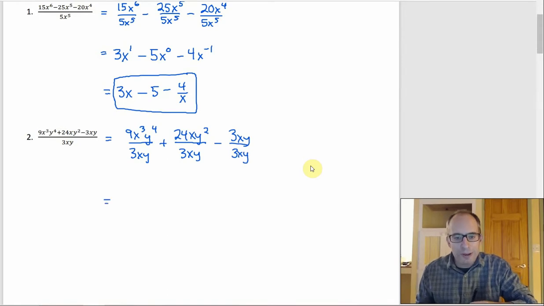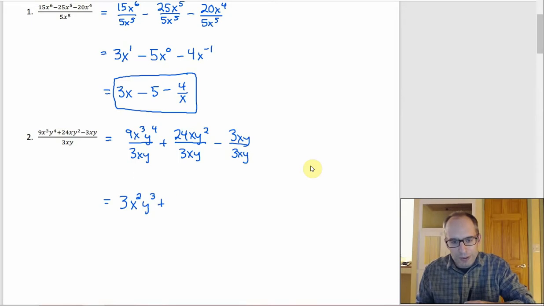Well, 9 divided by 3 is 3. And then if you subtract the exponents with the x's, you got a 3 on top and a 1 on the bottom. So 3 minus 1 is 2. We got an x squared. Then with the y's, we got a y to the 4th on top and a y to the 1st on the bottom. 4 minus 1 is 3.